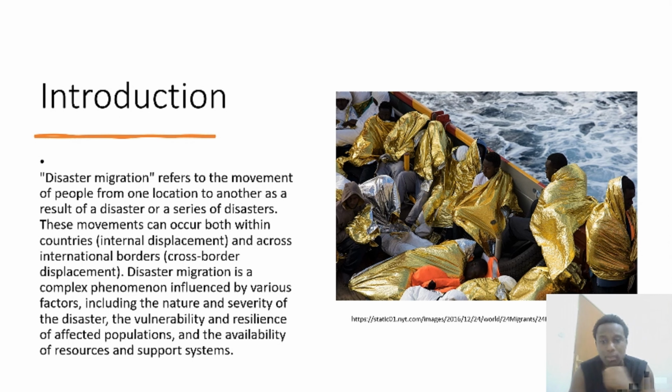Disaster migration. Disaster migration refers to the movement of people from one location to another as a result of a disaster or serious disaster. This movement can occur both within a country or across countries. Disaster migration is a complex phenomenon influenced by various factors including the nature and severity of the disaster, the vulnerability and resilience of the affected population, and the availability of resources and support systems.